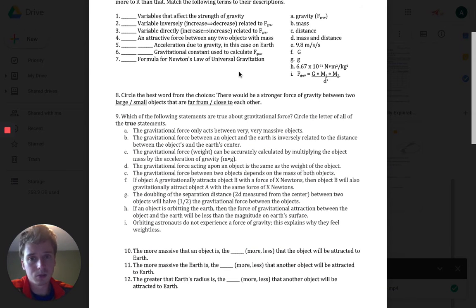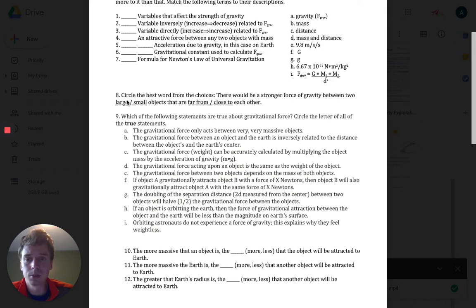And then 7, the formula for Newton's law of universal gravitation, the only formula we've gone through so far in this class, in this unit. That is that the force of gravity is equal to the gravitational constant times mass 1 times mass 2 divided by our distance squared. So that should be the vocab section up here. If I went through that too quickly, please rewatch the video and maybe pause it every once in a while.